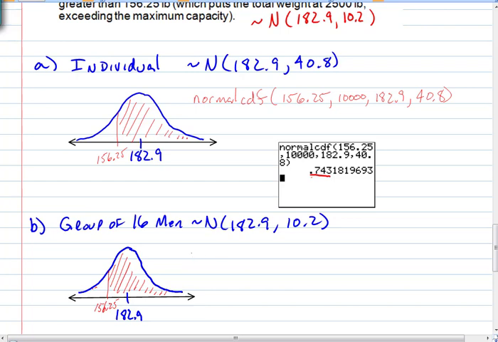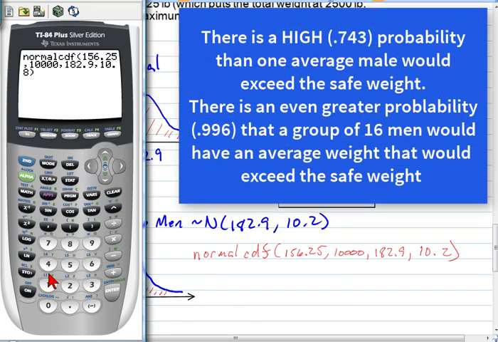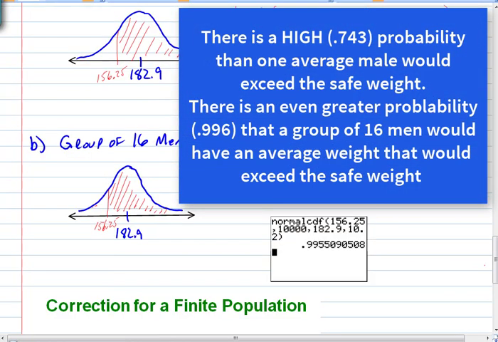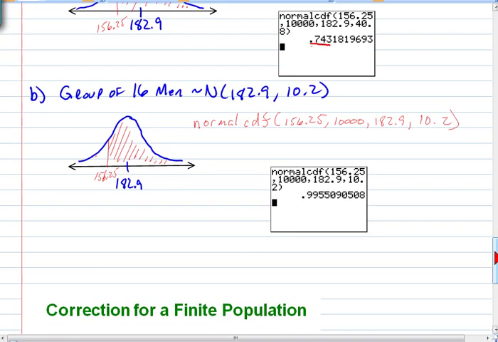So on our calculator, we're going to do normal CDF. The only thing that's going to change here on our normal distribution is the standard deviation. The 40.8 becomes 10.2. That's 99.5 or 0.6. So either the manufacturer needs to make stronger elevators or we need to lower the passenger requirement if we're really worried about the elevators crashing to the ground.